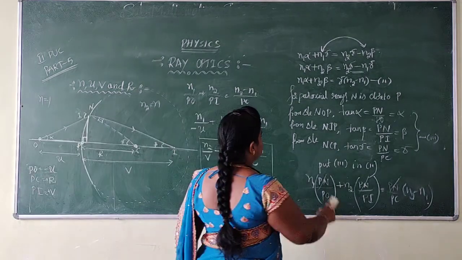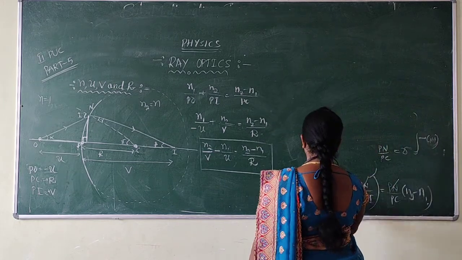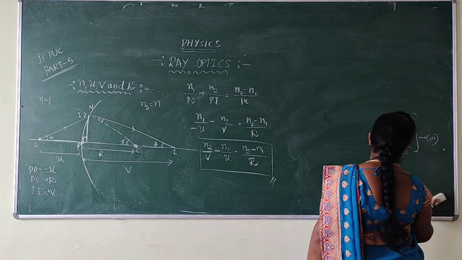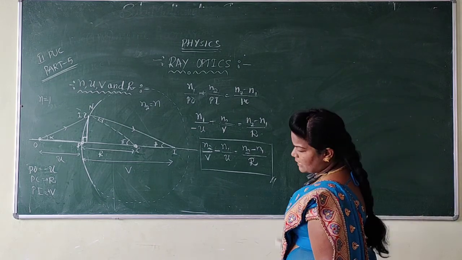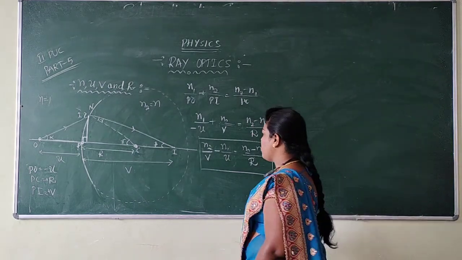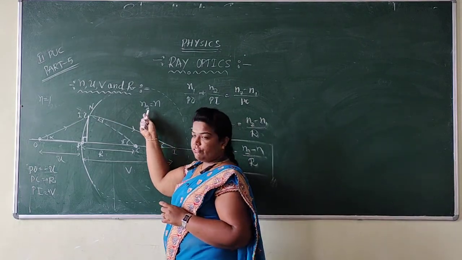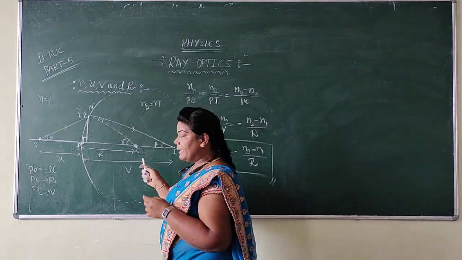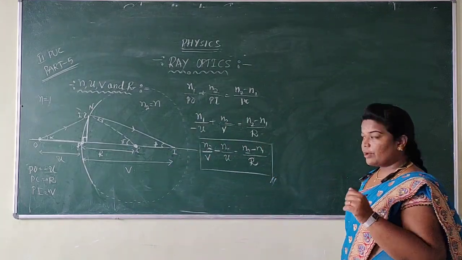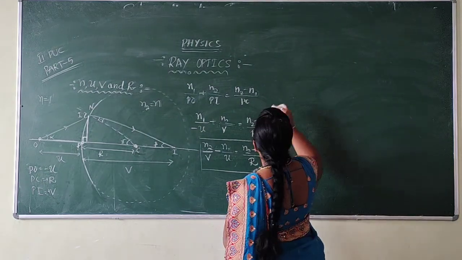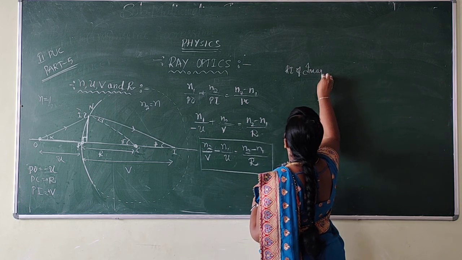So let us see how to write the general format for this formula. This is the relationship by applying the sign convention. Without applying the sign convention also, we can just write the formula. That general formula is exactly required for the derivation of Lens Maker's formula, dear students. We can observe that N2 is the refractive index of medium. Which medium? It's a medium where the image is formed. So I am going to write it as refractive index of image space.